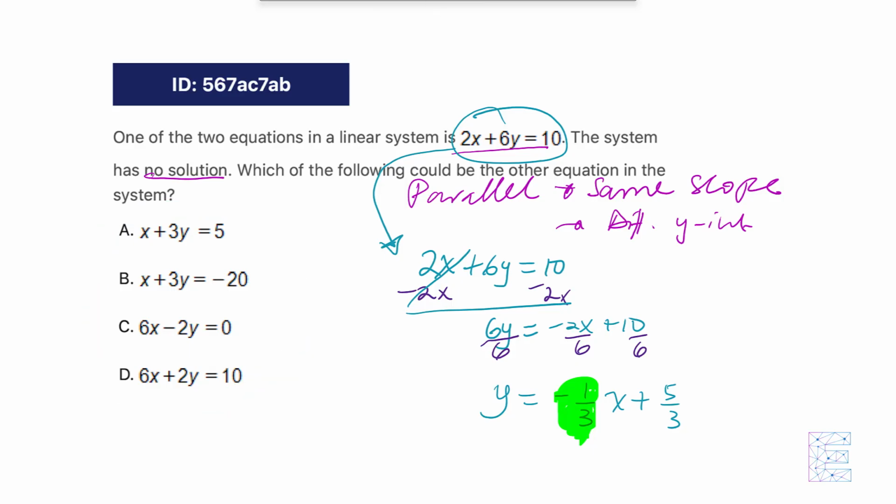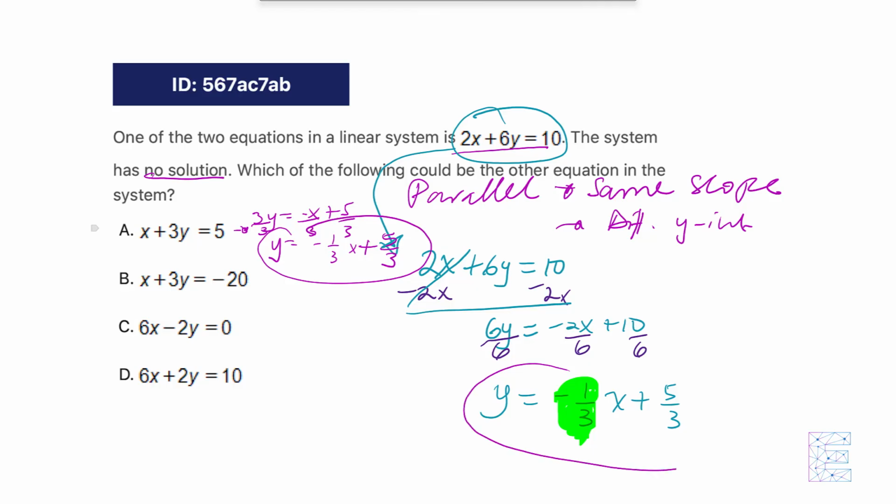So quick math here. If you try to get y by itself in this first equation, you would subtract x from both sides. So you would have 3y equals negative x plus 5. You would divide everything by positive 3. And then you'd have y equals negative 1/3 x plus 5/3. But you notice that equation is the exact same equation as the one we found from the first equation. You don't want them to be exactly the same. The slopes must be the same, the y-intercepts must be different, so it can't be that answer.